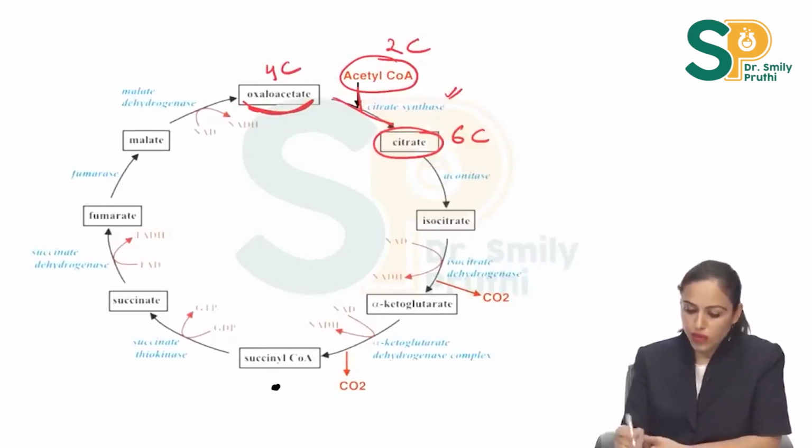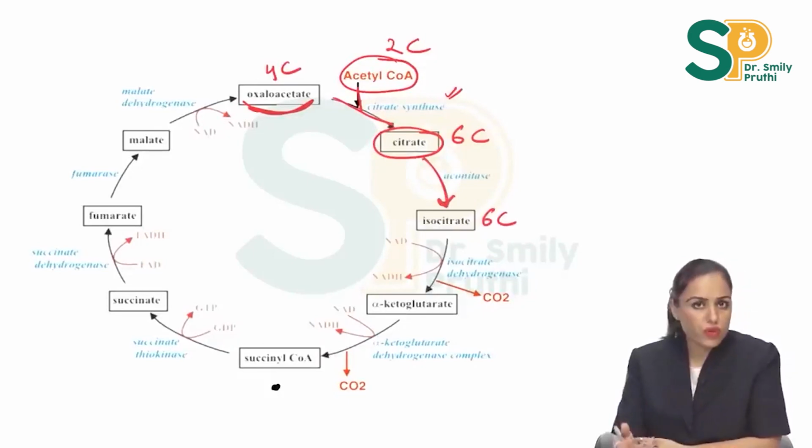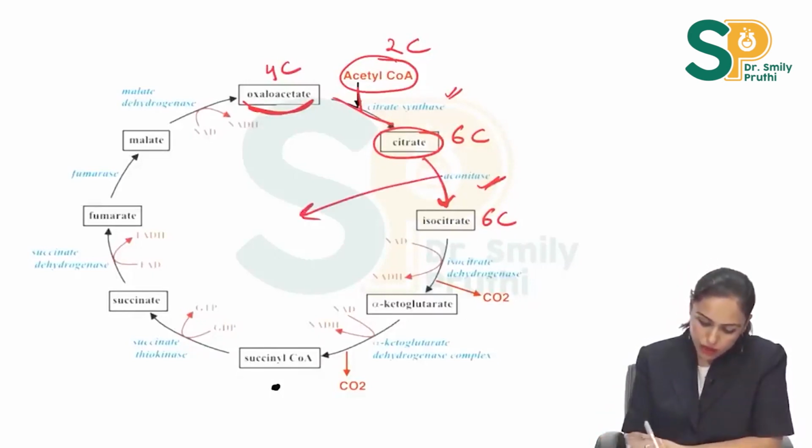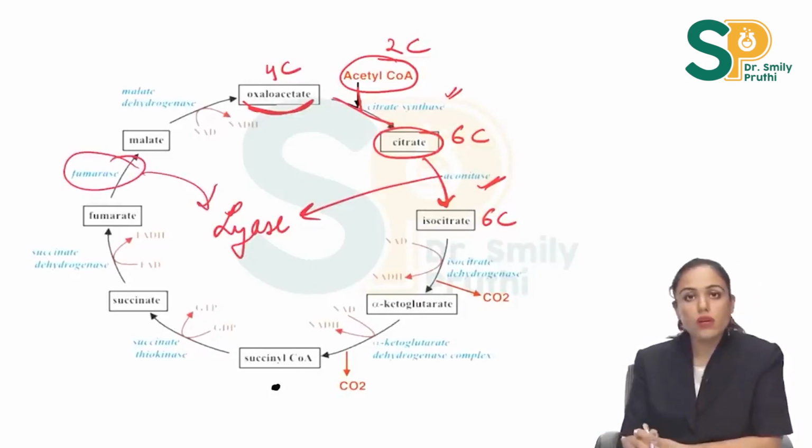Next, citrate gets converted to its isomer, that is isocitrate. So this is also a 6 carbon compound. And the name of the enzyme is aconitase. This aconitase is converting one isomer to another. So EC number should be 5 here, but it is not 5. Aconitase is a lyase, that is EC number 4. Also note down, fumarase is also a lyase, right?